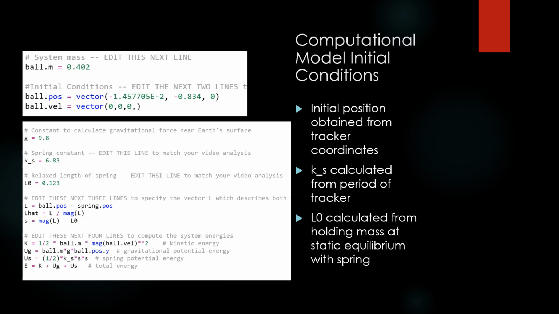Here are the initial conditions for the computational model. We can find the initial position of the mass using the coordinates on the tracker, and the spring constant of the spring being used can be found using the force equation for a spring. Lastly, L naught, the relaxed length of the spring, can be calculated by holding a mass at static equilibrium with the spring we are using.